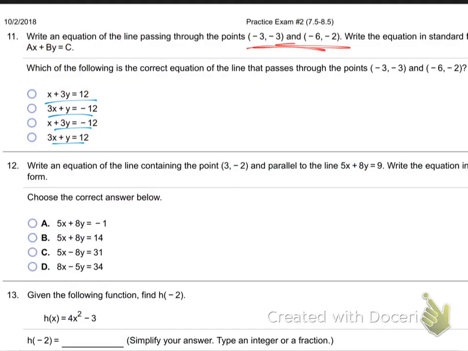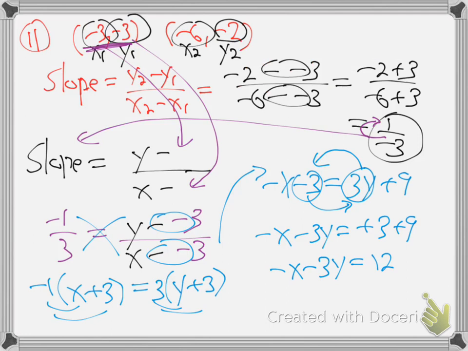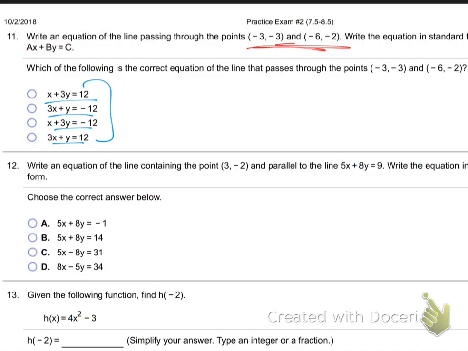That's not here. Look, they're all positive. So how do you deal with that? Well, you just multiply through by a -1. Right, because you're doing the same thing to both sides, so it's okay to do that. X plus 3y is -12. There it is. There's the answer.